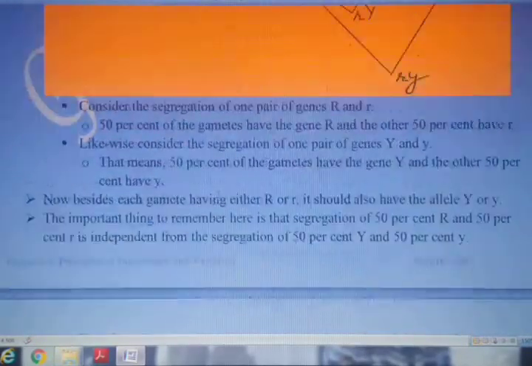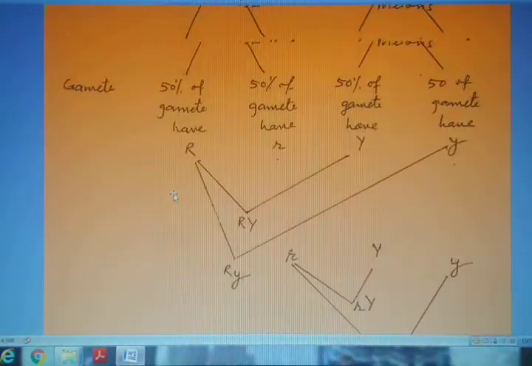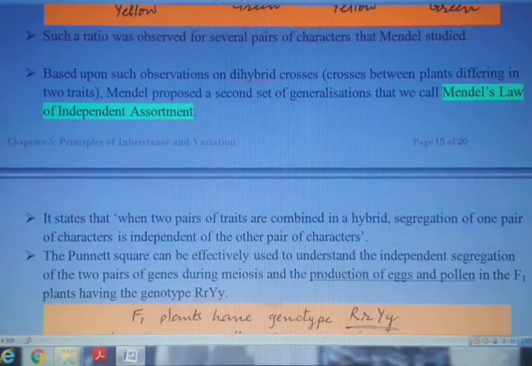Once again, everyone needs to pay attention to what independent assortment means. When 2 pairs of traits are combined together in a hybrid, one pair of characters is independent of the other pair of characters. They are not going to be affected or influenced by the other pair of characters.